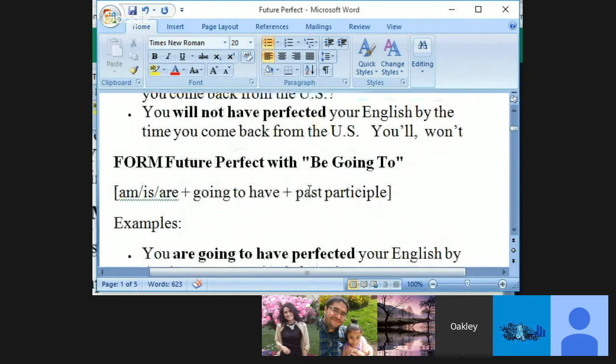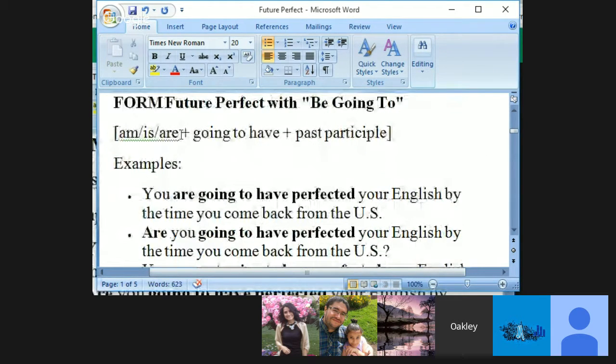The other form is be going to. The verb to be, the initial auxiliary verb to be, is dependent on first, second, third person. I am, he is, she is, it is, they are, we are, you are.